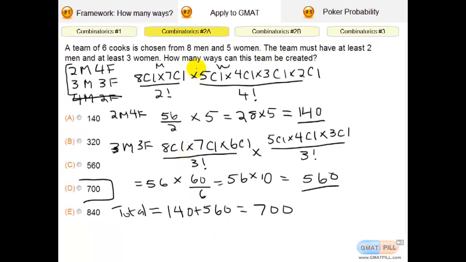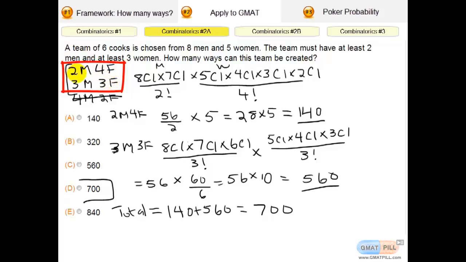So what's going on here? We're asked to pick 6 cooks, and for these 6 cooks you have a pool of people. Out of the 8 men, you have to choose 2 men, and then out of the 5 women, you have to choose 4 females, right? But before we did that, the only ways to get 6 cooks satisfying these requirements is to have 2 men and 4 females, or 3 men and 3 females. There's no other way. Having 4 males and 2 females doesn't make the cut. So there's only 2 possible combinations to make it work.